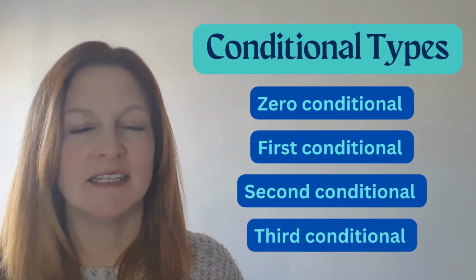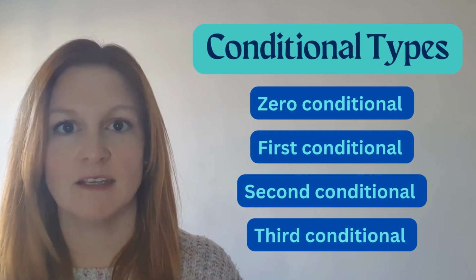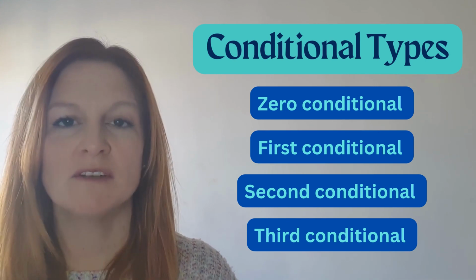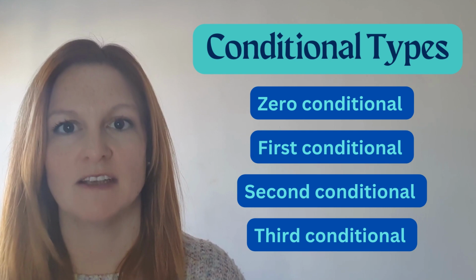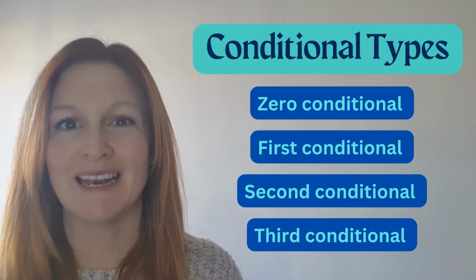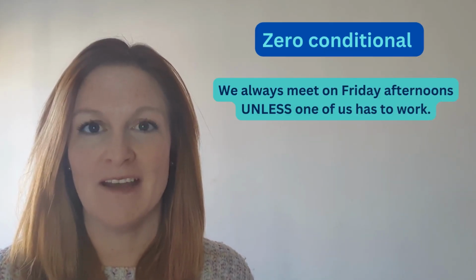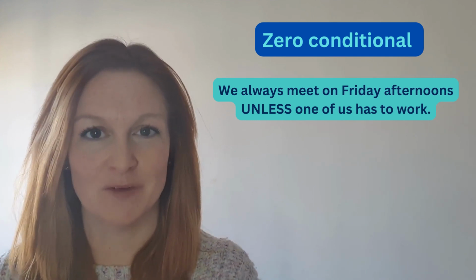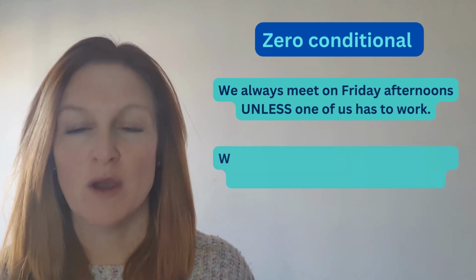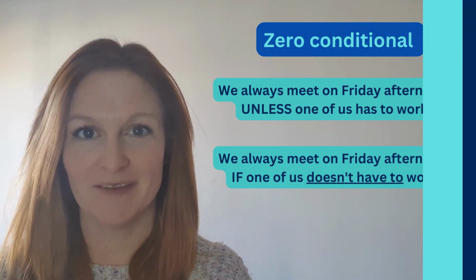We can use unless in the 4 types of conditional sentences, the 0, the first, the second and the third types of conditional. However, it's much more common to find unless in the 0 and first conditionals. So the first thing that we're going to do is look at an example of unless in a 0 conditional sentence. We always meet on Friday afternoons unless one of us has to work. And if we transform that into an if conditional, it would be, we always meet on Friday afternoons if one of us doesn't have to work.